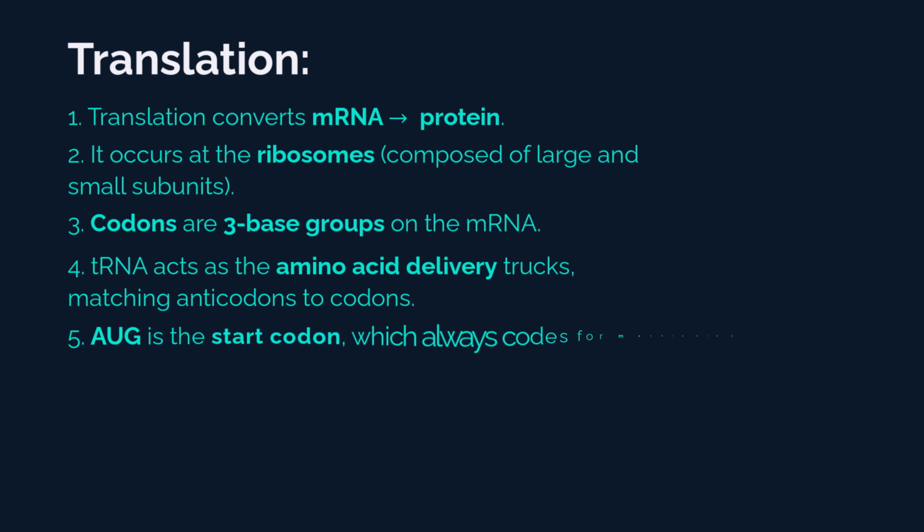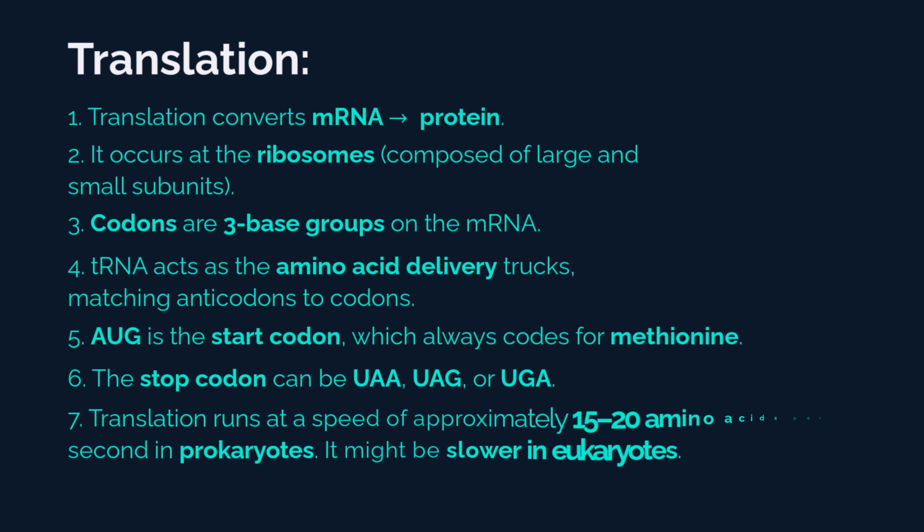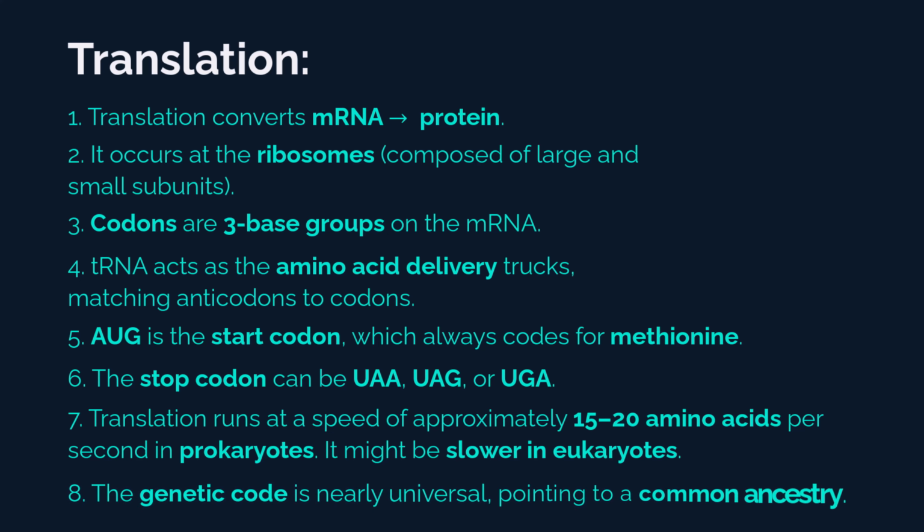AUG is the start codon, which always codes for methionine. The stop codon can be UAA, UAG, or UGA. Translation runs at a speed of approximately 15 to 20 amino acids per second in prokaryotes. It might be slower in eukaryotes. The genetic code is nearly universal, pointing to a common ancestry.